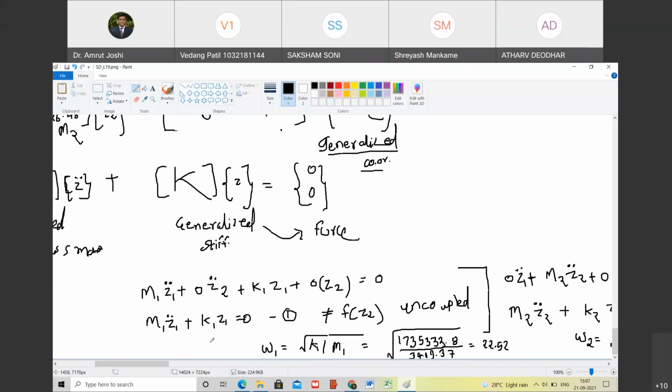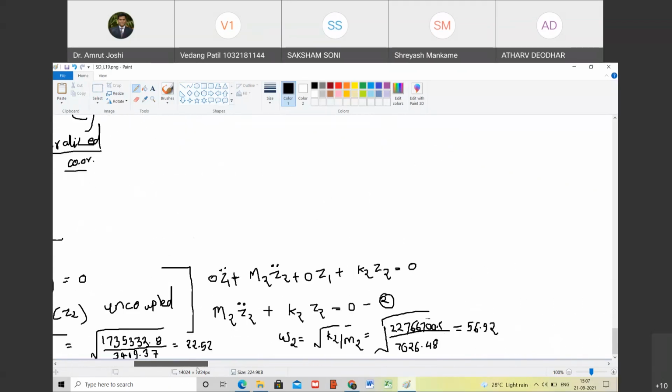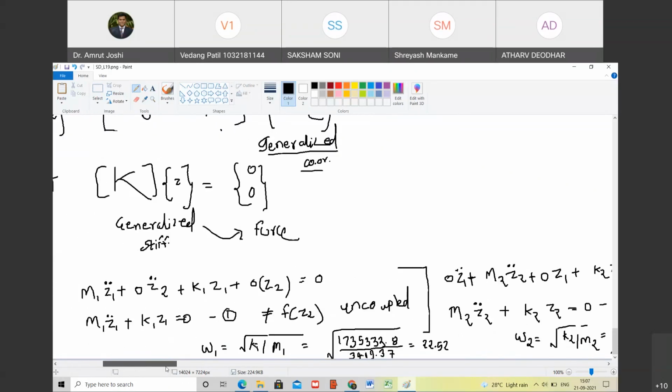First observation: a single degree of freedom system has a single natural frequency. A 2 degree of freedom system has two natural frequencies. Resonance can occur either by setting the forcing frequency equal to omega 1 or equal to omega 2. Omega 1 here is 22.52 and omega 2 here is 56.9.